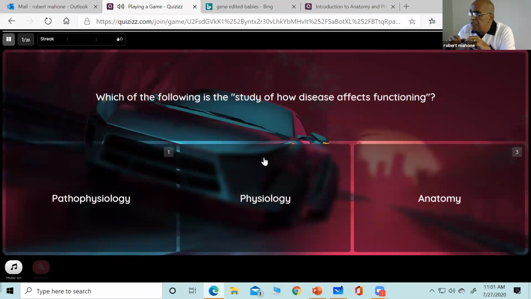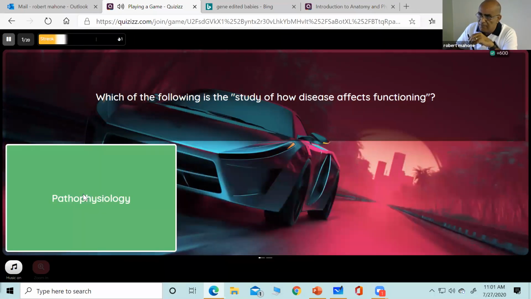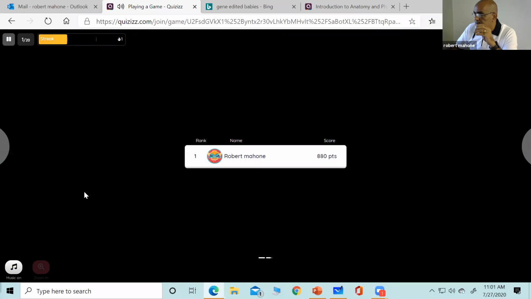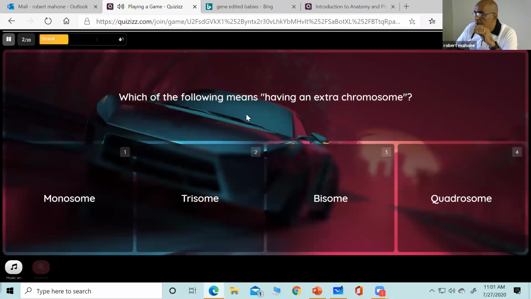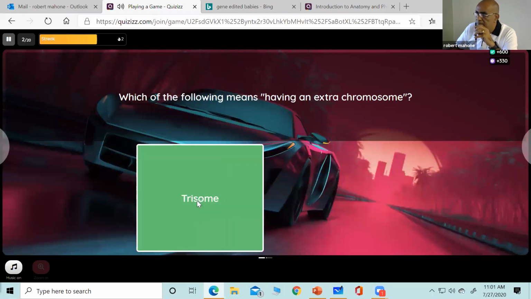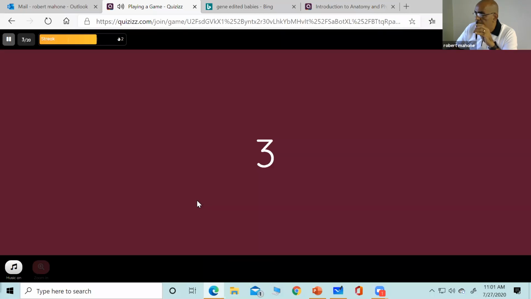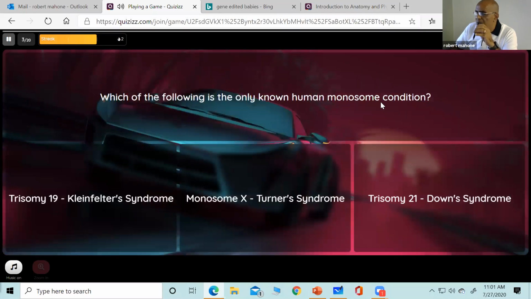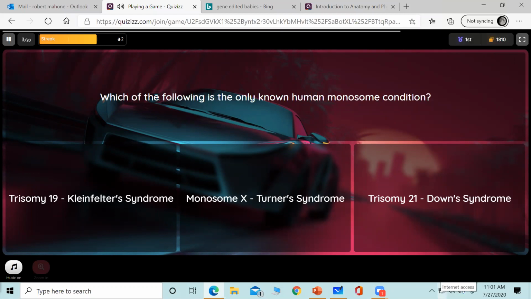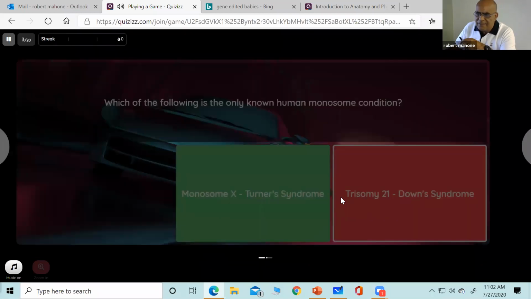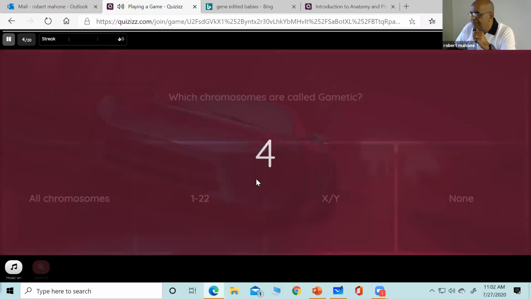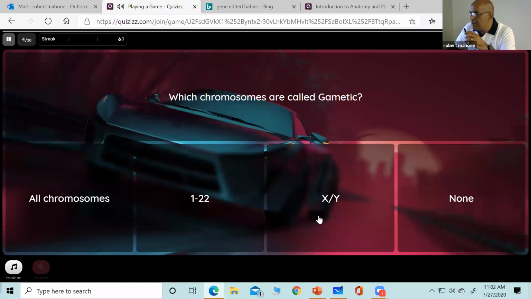Which of the following is the study of how disease affects functioning? Pathophysiology. Having an extra chromosome. The only known human monosomy condition. Number one. Down syndrome. Down syndrome. Chromosomes are called gametic. That's right.